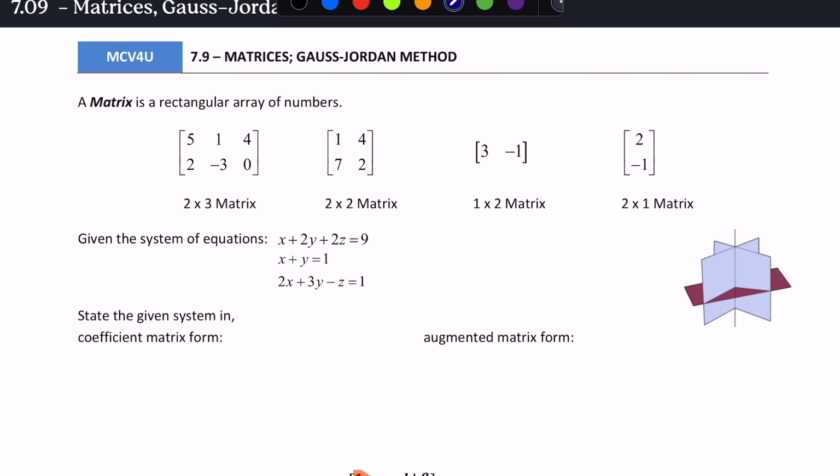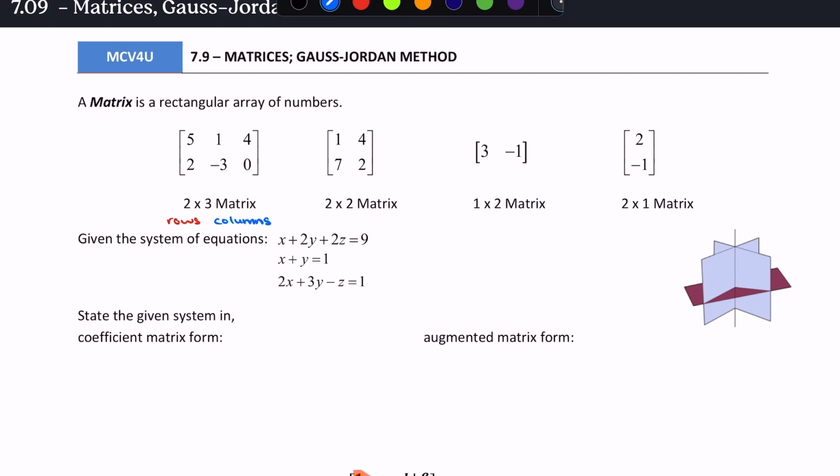And so a matrix is a rectangular array of numbers. Here we see 5 and 2, 1 and -3, 4 and 0, and that represents a 2 by 3 matrix. The first number represents the number of rows in the matrix, and the second number represents the number of columns.